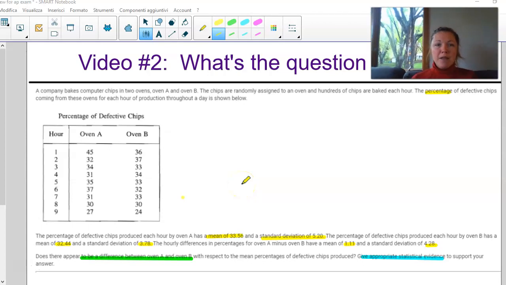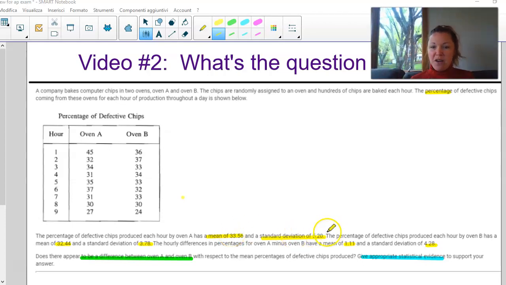So this one is talking about a company that bakes computer chips in 2 ovens, ovens A and B, and the chips are randomly assigned. Now, here's the thing. It says the percentage of defective chips coming from these ovens for each hour of production throughout a day is shown below. Percentage typically would make you think, oh, we have a Z involved. However, keep reading. The percentage of defective chips produced each hour by oven A has a mean. We're dealing with a T.